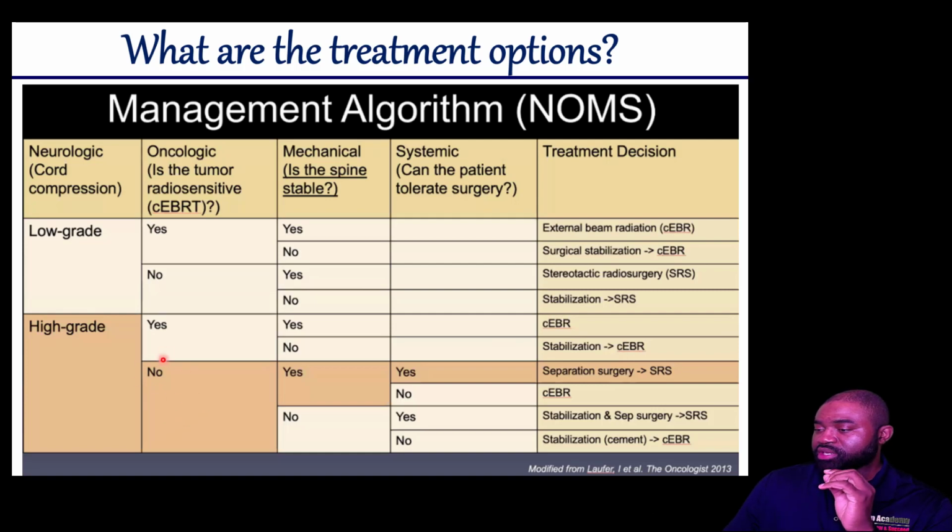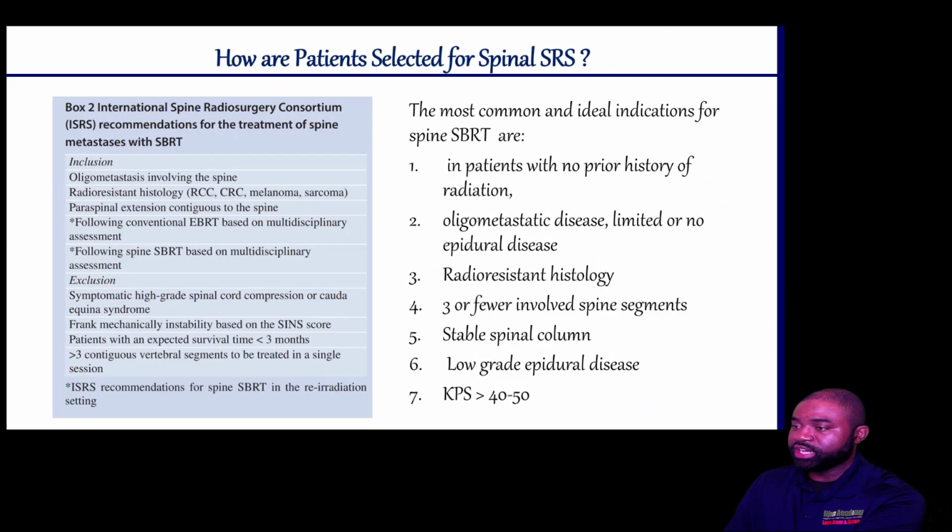Now, if the lesion is radioresistant, and the spine is stable, then separation surgery needs to be completed before SRS. Keep in mind that for grade 2 and grade 3, where the lesion itself is abutting and compressing the cord, surgery needs to be completed first before radiation therapy. That is the recommended route that is used in these cases.